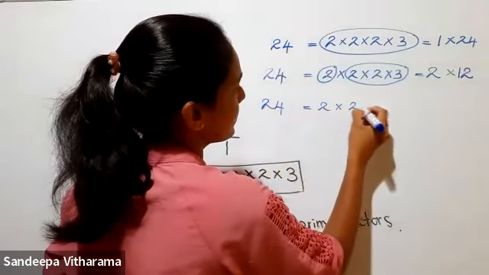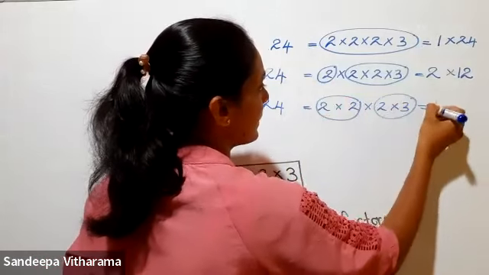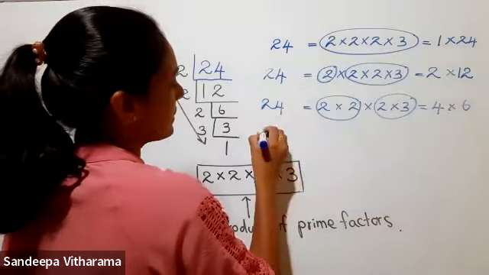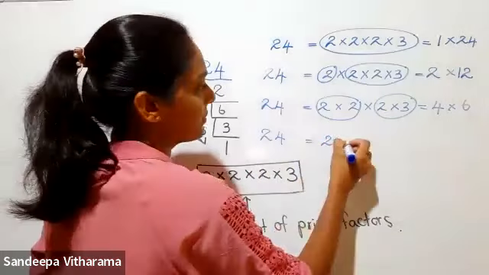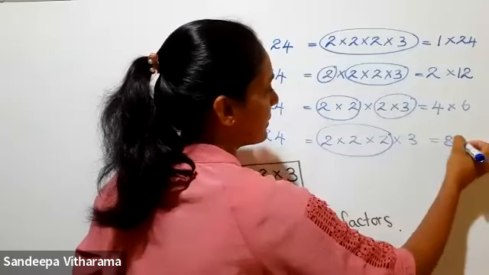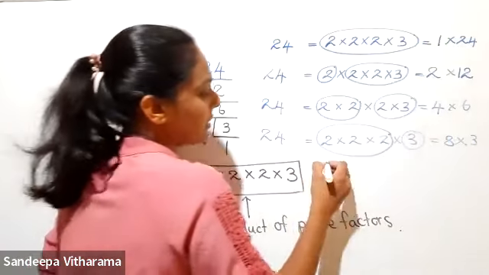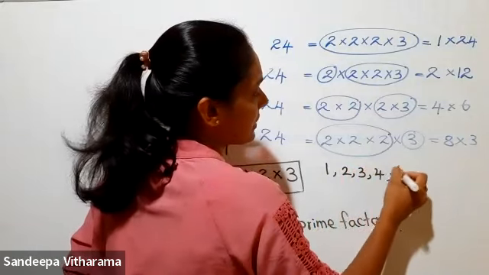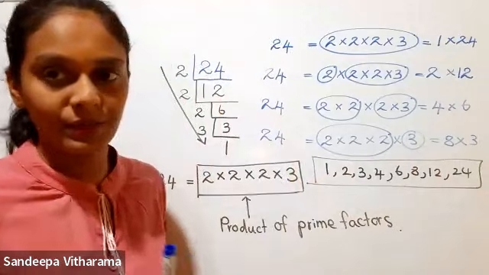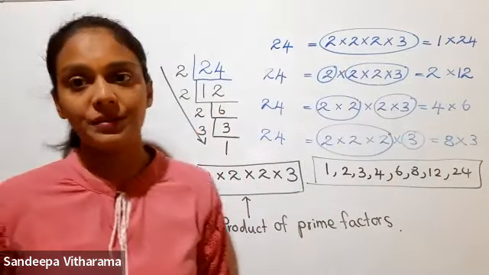Next, I take 2 into 2 into 2 into 3. Then 2 into 2 and 2 into 3, I take separately. So 4 into 6 is one particular way that we can write. Then here 2 into 2 into 2 into 3, the other different way is 8 into 3. Then we can identify the factors of 24. Look at this: 1, 2, 3, 4, 6, 8, 12, 24. There are 8 factors for 24. We can obtain these by writing 24 as a product of prime factors.